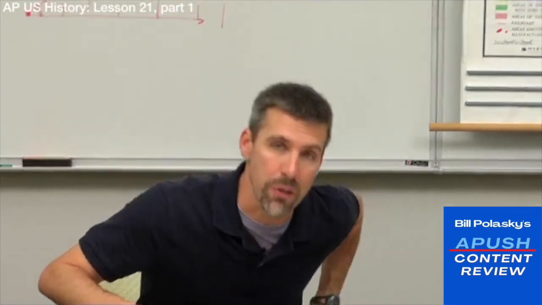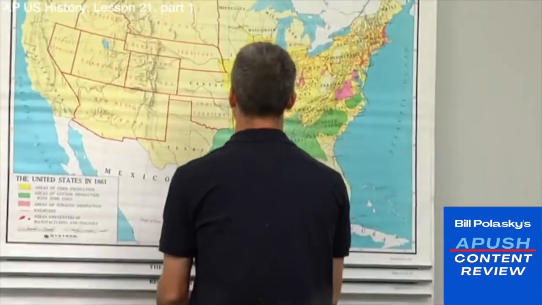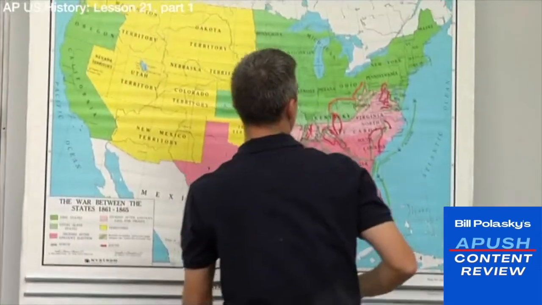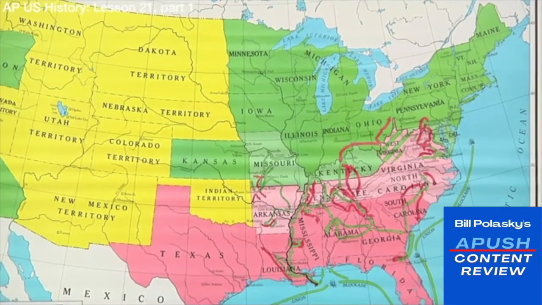So the North's strategy over time to win the war winds up having a few parts to it. It's about a 3 to 4 part strategy. Part 1 is going to involve the North using its superior naval resources.